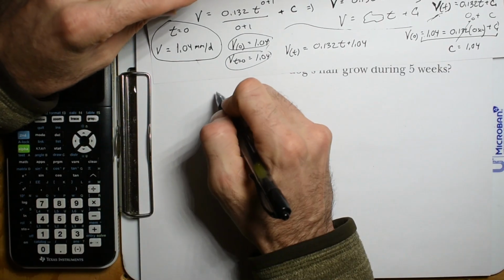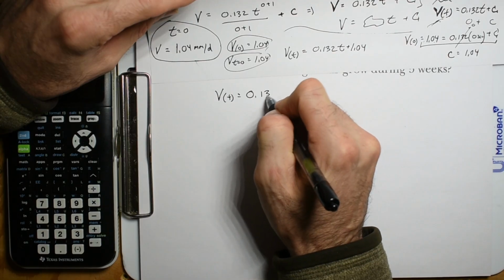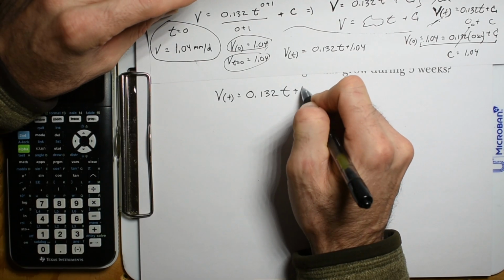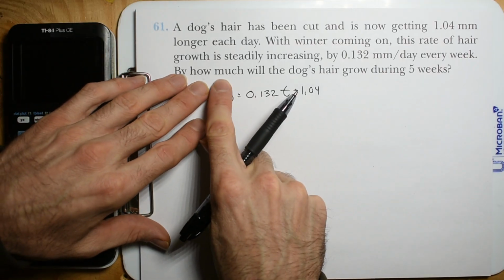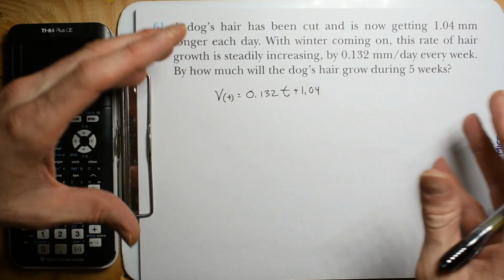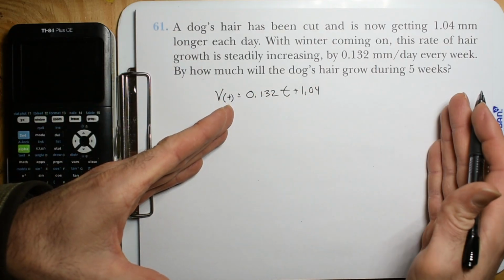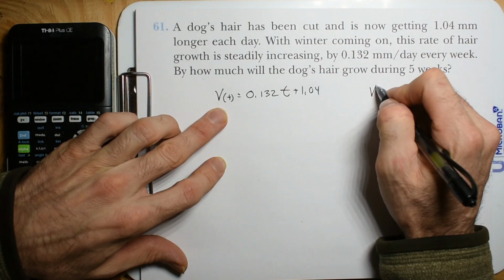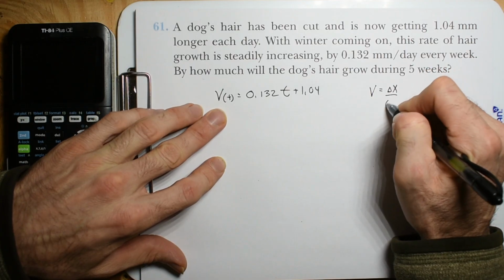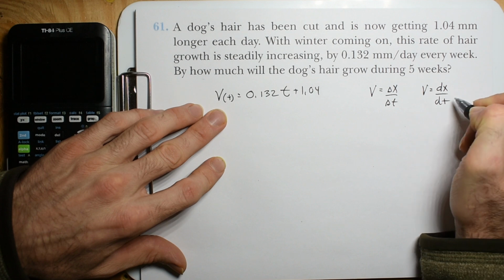So let me rewrite this. So we have velocity as a function of time is 0.132 t plus 1.04. But we want to know how long the dog's hair will get in 5 weeks. We need to know the position of the hair. And so the equation for velocity is change in position over change in time. It's also dx dt. Cool.